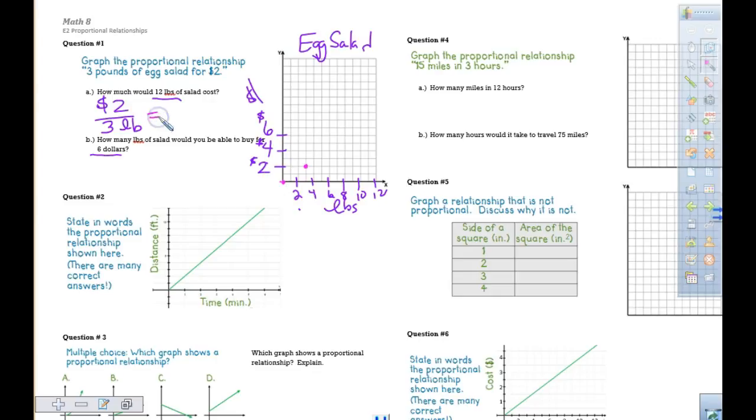And they say, okay, well, how much for 12 pounds? Do you remember last year doing something like this? So if it's 3, what do you take times 3 to get 12?